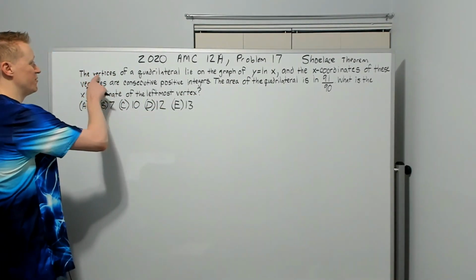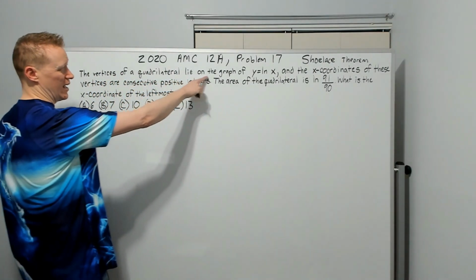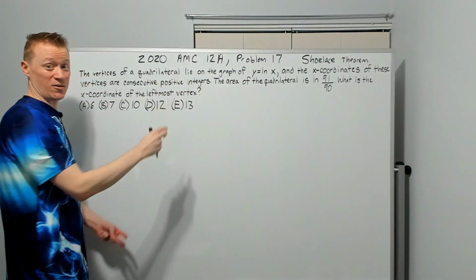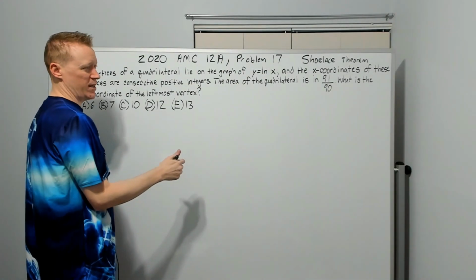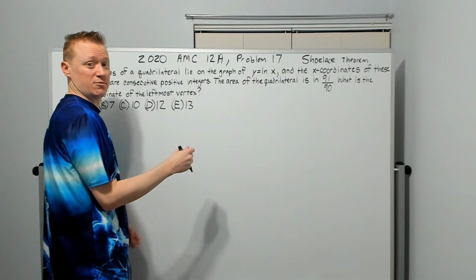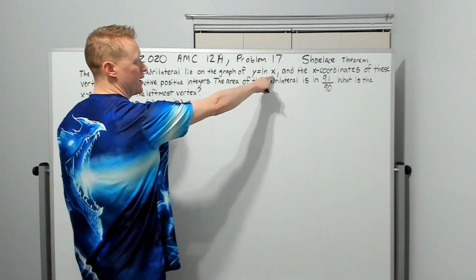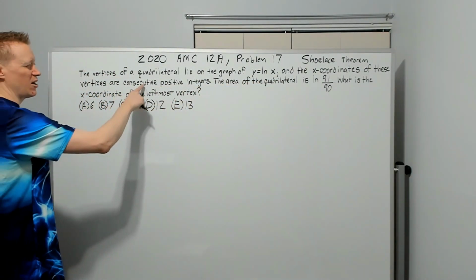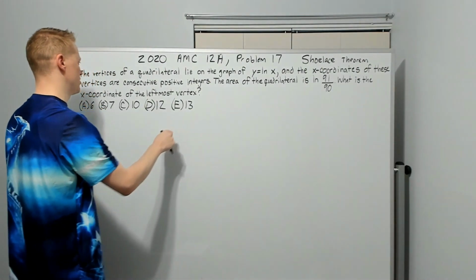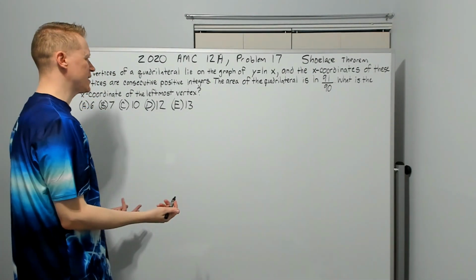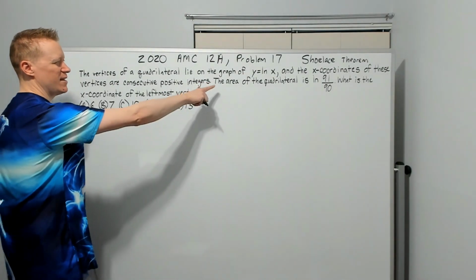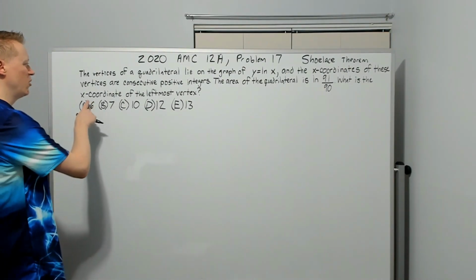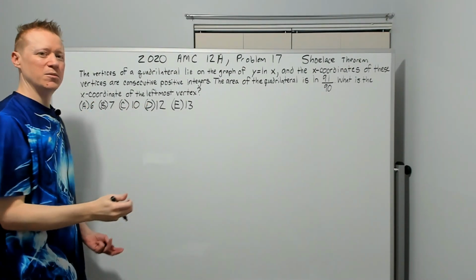Let's get to it. The vertices of a quadrilateral lie on the graph. Oh, this is the 2020 AMC 12A problem 17. So it's recent, right? So this is a recent application of it, which means it could appear on this year's test. They used it last year. Why not? So the vertices lie on the graph of y equals natural log of x, and the x coordinates of these vertices are consecutive positive integers. The area of the quadrilateral is natural log of 91 over 90. What is the x coordinate of the leftmost vertex?